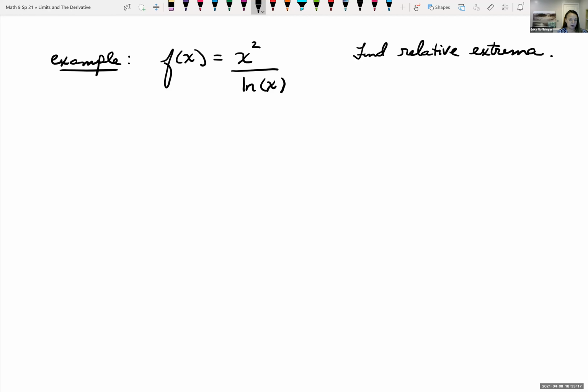We're looking at another example where we're finding the relative extrema and what values of x it occurs at. We're given that f of x is equal to x squared, all divided by the natural log of x. So there's a couple of things we need to worry about in this function. First of all, we can't have values of x which gives us a 0 in the denominator. So it's undefined when the natural log of x is equal to 0.